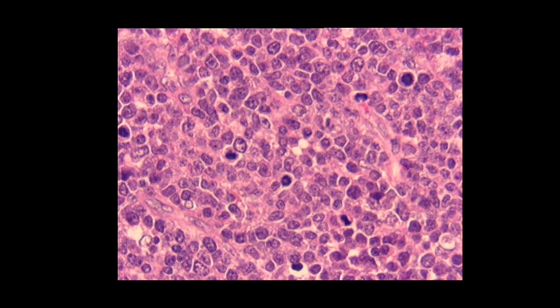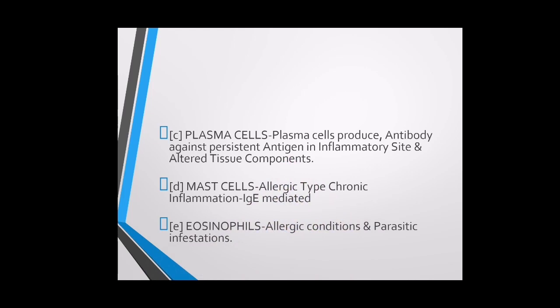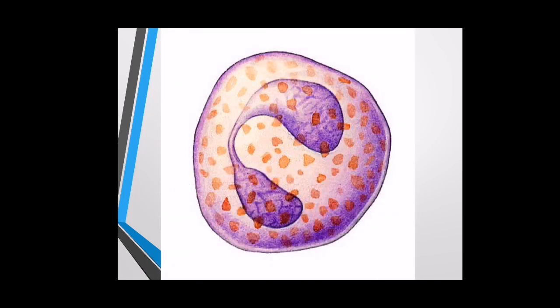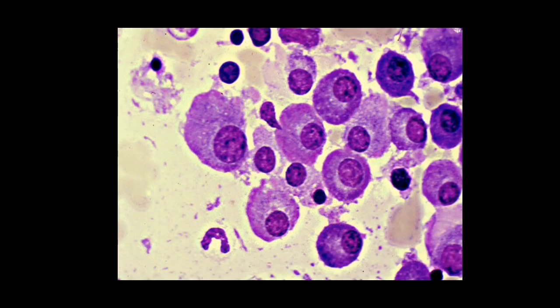This results in a cycle of cellular reaction that fuels the sustained chronic inflammation. Here you can see the chronic inflammatory cells, that is lymphocytes. Now let's see the plasma cells. Plasma cells produce antibody against persistent antigen in inflammatory sites and alter tissue components. The other cells are mast cells, seen in allergic type chronic inflammation, IgE mediated. Eosinophils are seen in allergic conditions and parasitic infections. This is the eosinophil, bilobed. These are the plasma cells, with eccentric nucleus and a halo around the nucleus.